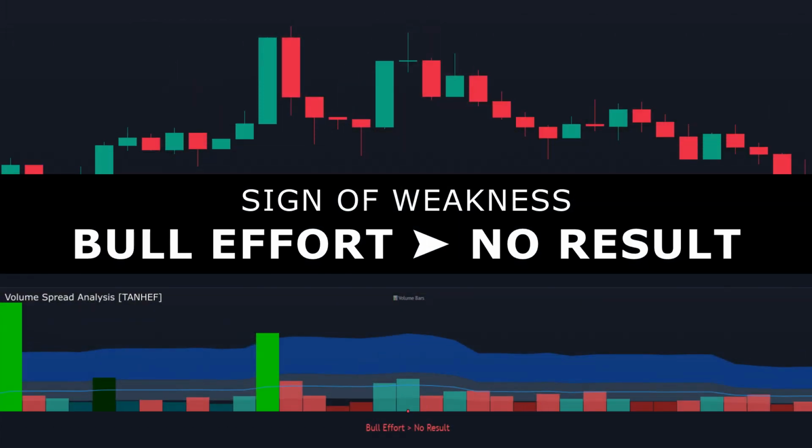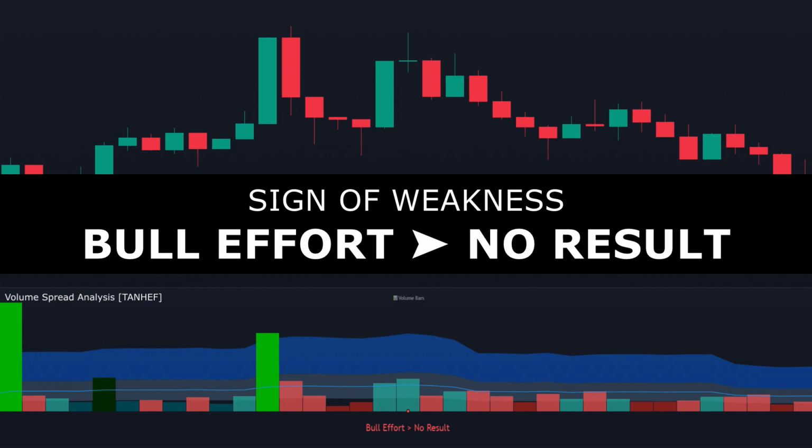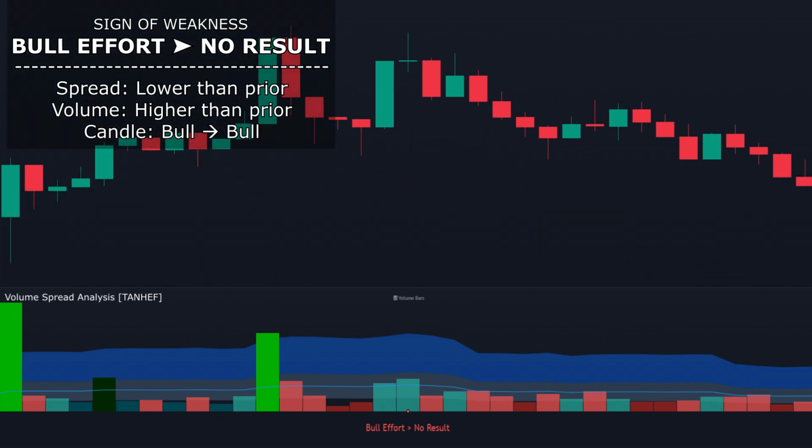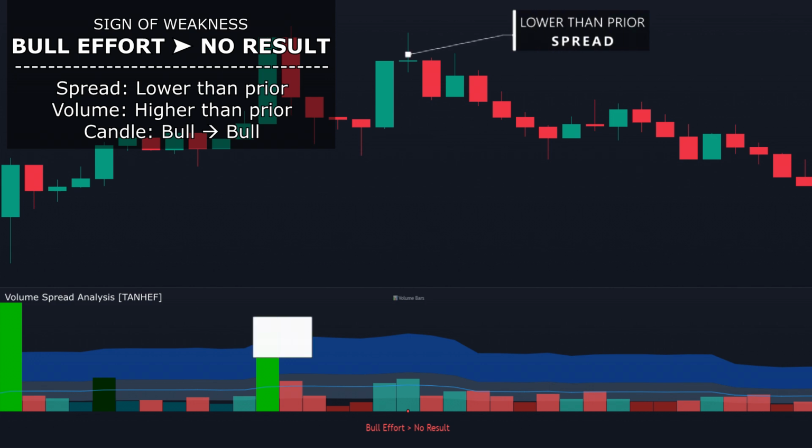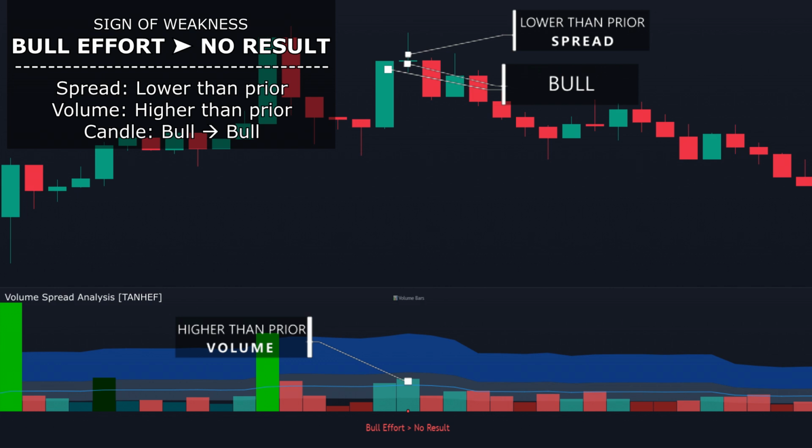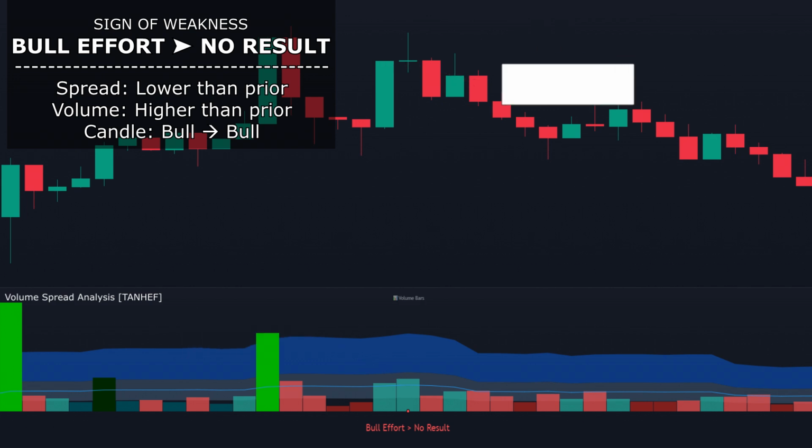Sign of weakness, bull effort, no result. The bull effort no result requires lower than prior bar spread, higher than prior bar volume, and back-to-back bull bars. Despite higher buying volume, the price fails to rise significantly, highlighting potential exhaustion and a future price reversal.